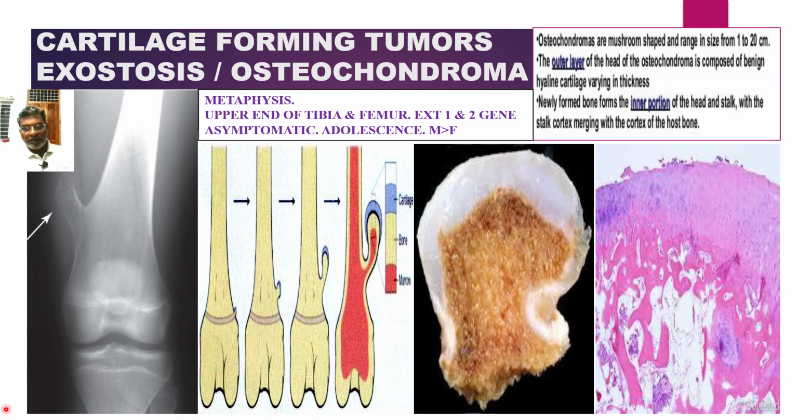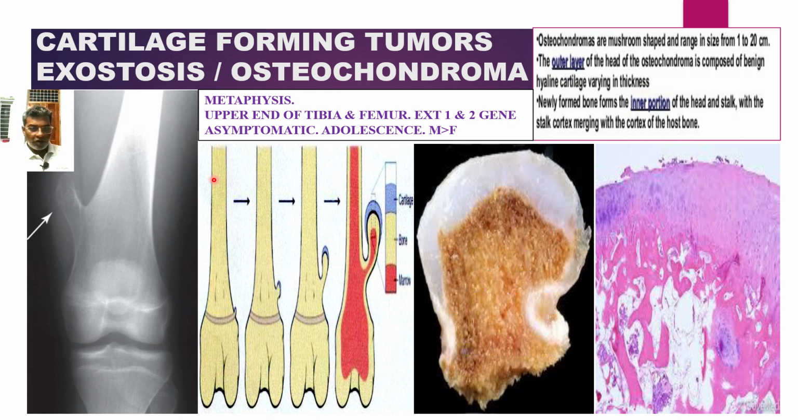If you observe the gross picture clearly, the outer layer of the osteochondroma is composed of benign hyaline cartilage of variable thickness, and the newly formed bone is in the inner portion of this head and stalk, with the stalk cortex merging with the cortex of the host bone. So this is a picture you can appreciate. This is the long bone. Okay. Here you can appreciate there is exostosis. This is osteochondroma.